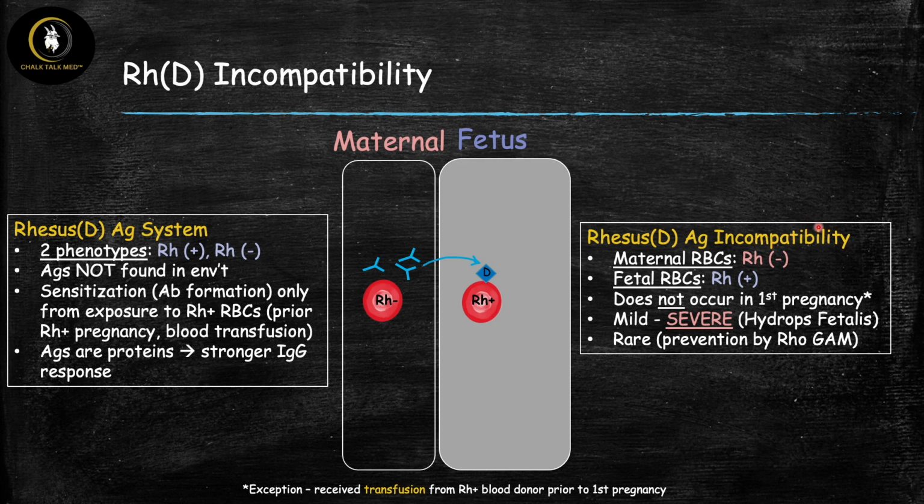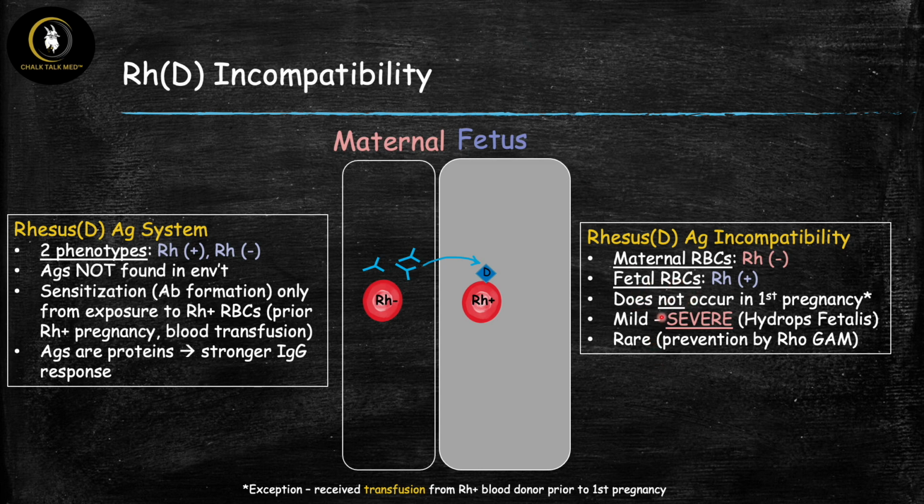So here incompatibility again means that there's a mismatch between maternal and fetal red blood cells. So here, the maternal red blood cells are going to be Rh negative, and the fetal red blood cells, of course, are going to be Rh positive because they're carrying the D antigen. One important thing to contrast here from ABO incompatibility is that this one does not occur in the first pregnancy, meaning hemolysis does not occur in the first pregnancy.